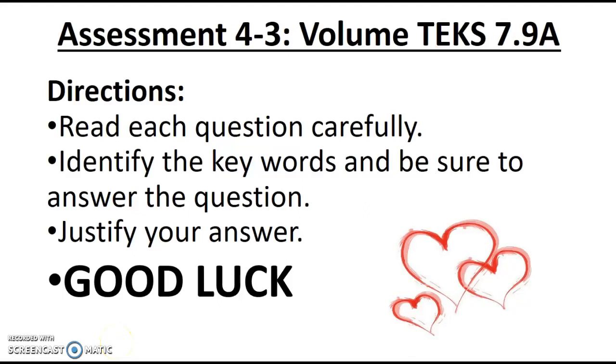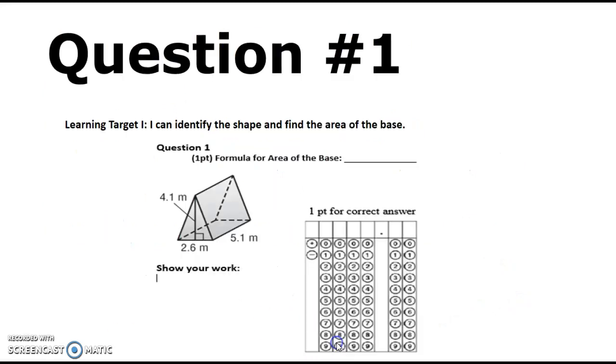Assessment 4-3 Volume TEKS 7.9a. Directions. Read each question carefully, identify the key words, and be sure to answer the question. Justify your answer. Good luck. Question 1. Learning target: I can identify the shape and find the area of the base.